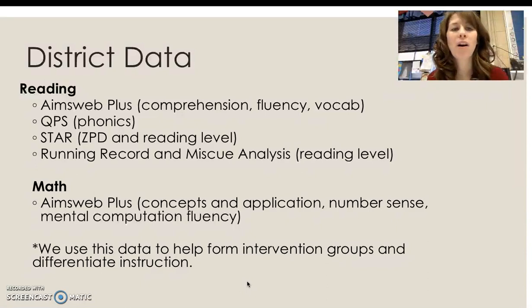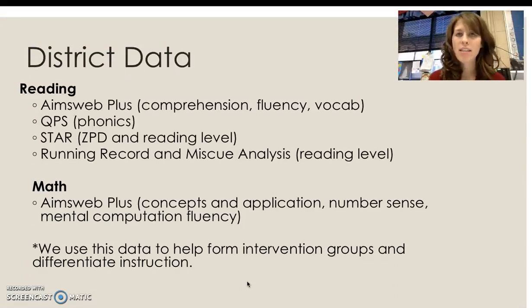So just a little bit about our district data. In reading, we use AimsWeb Plus, and that tests comprehension, fluency, and vocabulary. Comprehension and vocabulary are done on the test and online, and then fluency is done one-on-one, so that one is not done on the computer. We also use the QPS, which is the Quick Phonics Screener, and that is used to assess phonics.